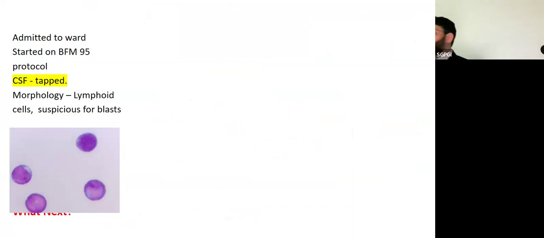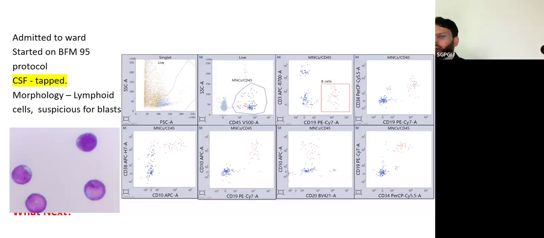Now this patient is admitted to the ward and started on the BFM 95 protocol. There you tap CSF to see whether your CSF is involved or not. What do you say? Are these normal cells or abnormal cells? It's a little difficult to say on the screen, but they look like suspicious cells. If on the smear these are the number of cells, then definitely it's very increased. And then you do flow cytometry. On flow cytometry analysis of CSF, it's not too many events, 10,000, 20,000 events, like very scattered dots.